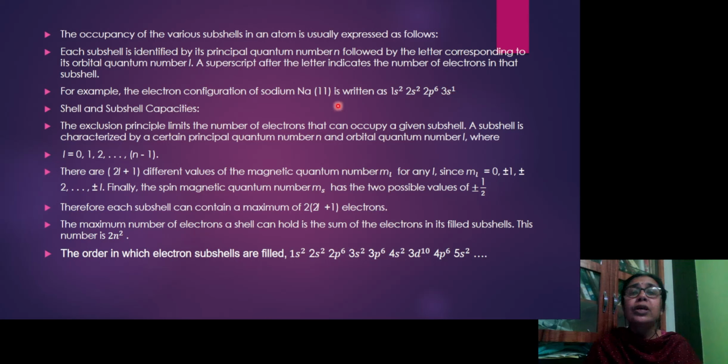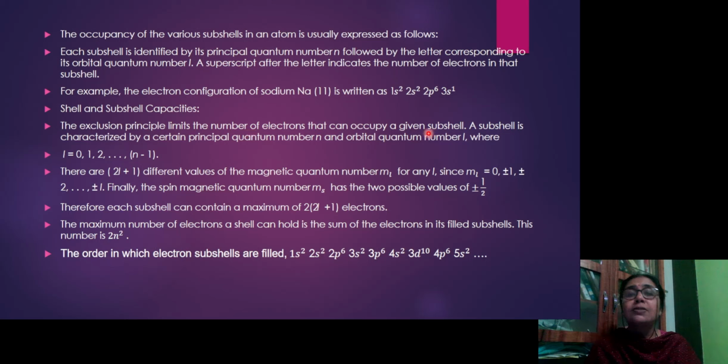Now, how can we decide how many electrons there are in each subshell? For that, we have to consider Pauli's exclusion principle. So, how are the shell and subshell capacities decided? Capacities means the maximum number of electrons that a shell or subshell can accommodate. The exclusion principle limits the number of electrons that can occupy a given subshell.